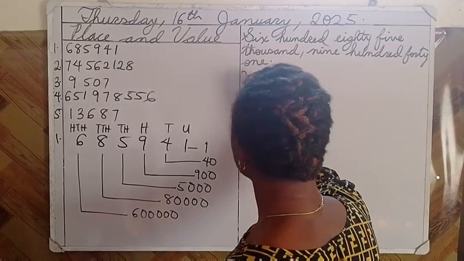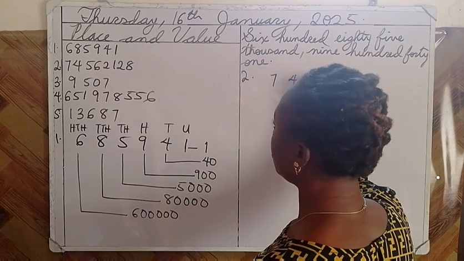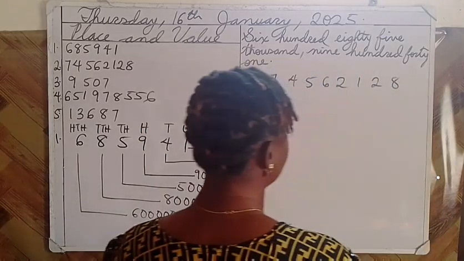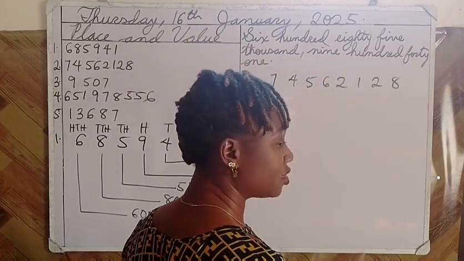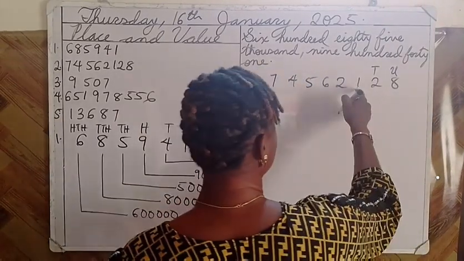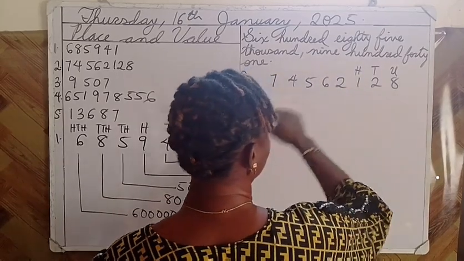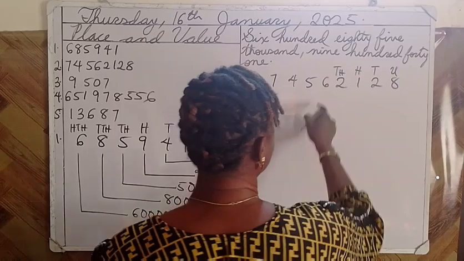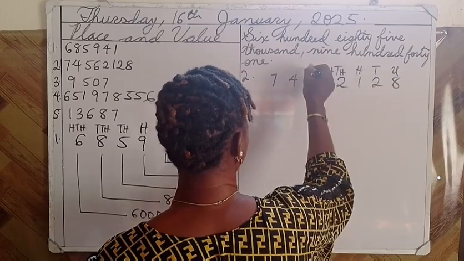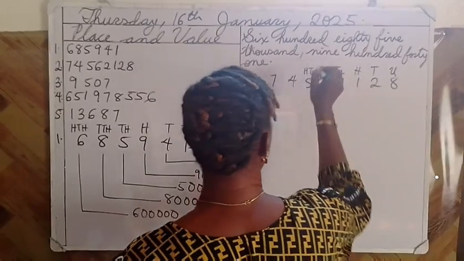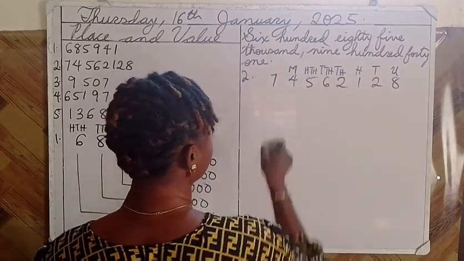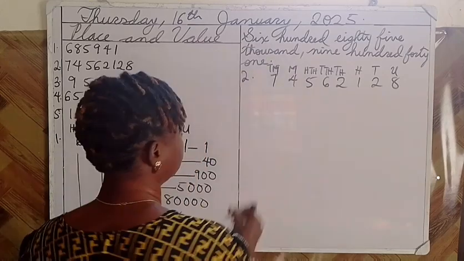Moving on to number 2. We have 7, 4, 5, 6, 2, 1, 2, 8. The place of 8 here is units. The place of 2 is tens. The place of 1 is 100. The place of 2 is 1,000. The place of 6 is 10,000. The place of 5 is 100,000. The place of 4 is million. And the place of 7 is 10 million.